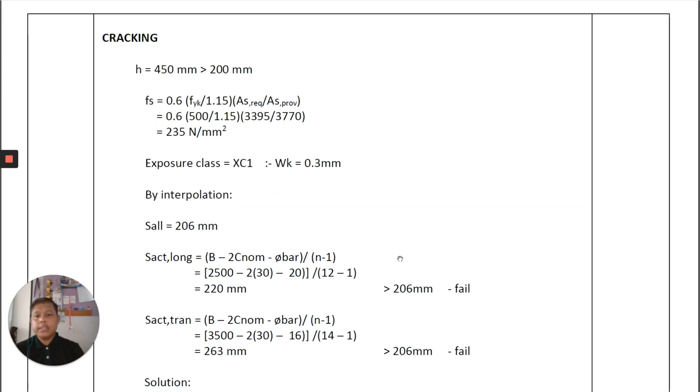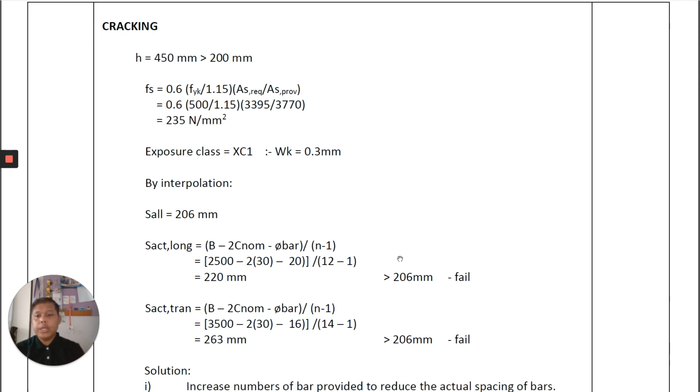Then there is the crack check. On the crack check, the first thing you have to do is determine whether the thickness of your foundation that you provide is okay or not. It should be more than 200 millimeter, because 200 millimeter is the minimum dimension for your thickness. And then you have to calculate the steel stress equal to 0.6, this is the shortest method, 0.6 times FYK over 1.15 times AS required over AS provided, then you get 235 Newton per millimeter squared. Then you have to refer to the table.